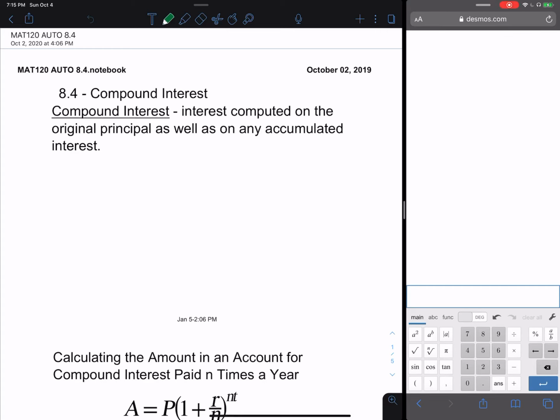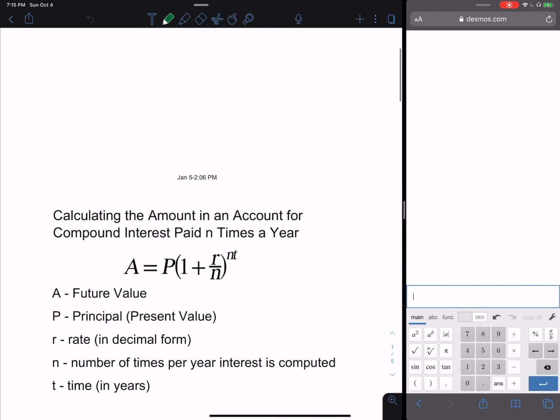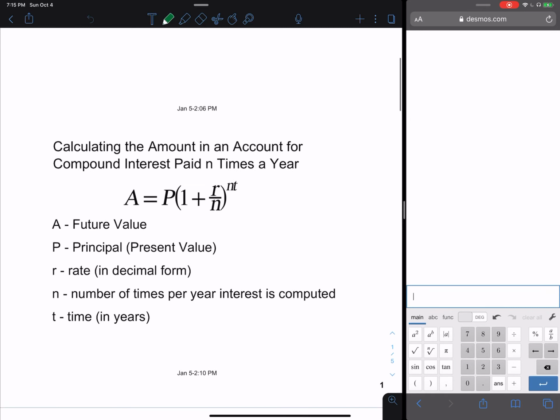If we look at section 8.4, we're learning about compound interest. And this is interest that's computed on the original principal as well as on any accumulated interest. Our formula for calculating compound interest is a little bit different than what we saw for simple interest.